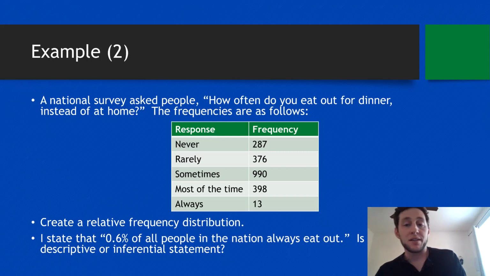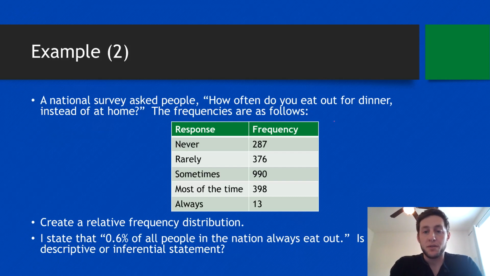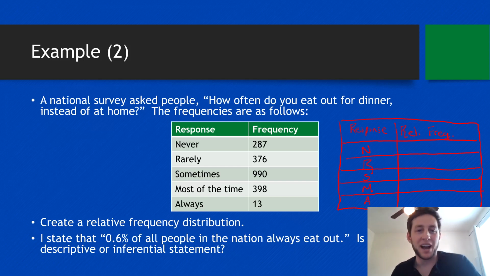Now, typically with a relative frequency distribution, you would actually start by just recopying the response column. So I could just recopy response, and also we're going to put relative frequency as our second column instead of frequency, so I'll go ahead and write that. Relative frequency. So our responses were never, rarely, sometimes, most of the time, and always. I hope I don't get too jammed up here. Oh lordy, yeah, it's going to be kind of tight. I apologize. Okay, so first off, create a relative frequency distribution.